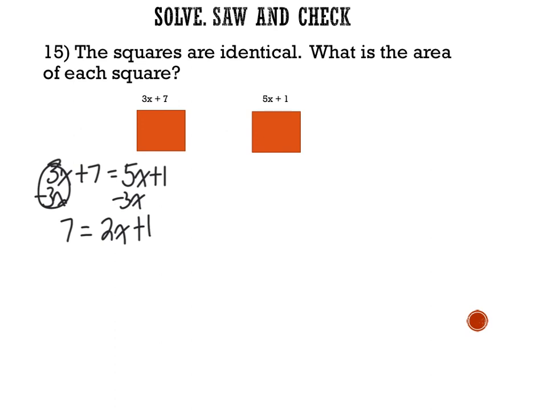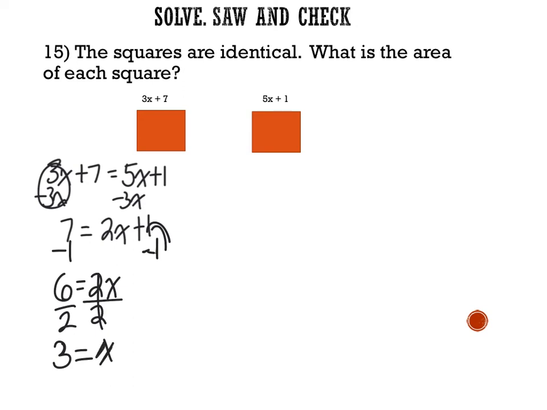I want to move my 1 with my 7, so I'm going to subtract it because it's positive. 1 minus 1 is 0. 7 minus 1 is 6 equals 2x. Divide by 2. 6 divided by 2 is 3 equals x.